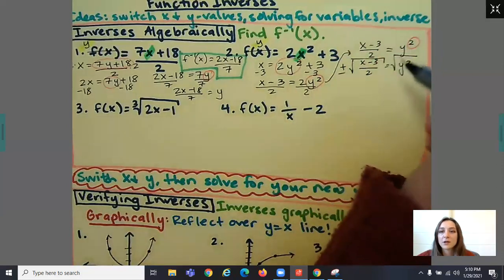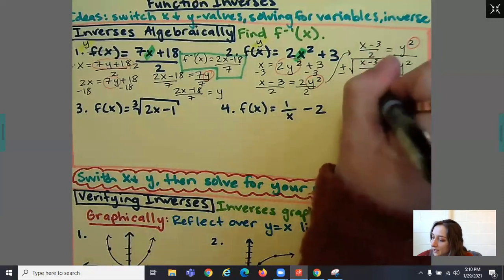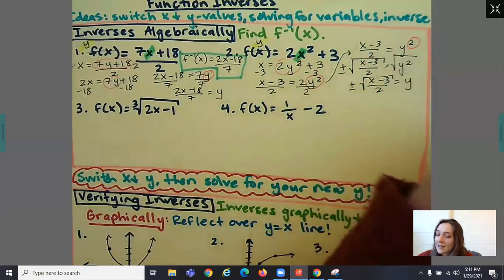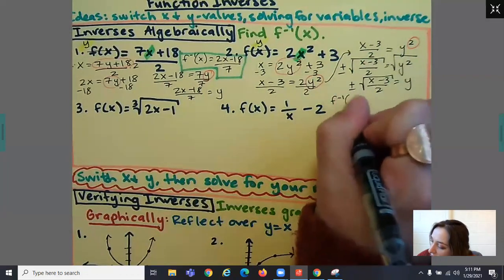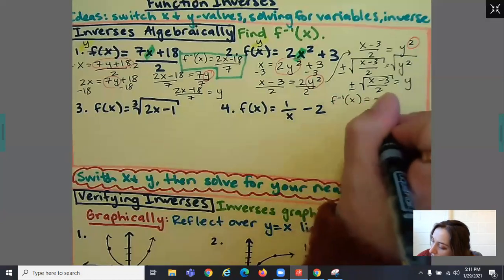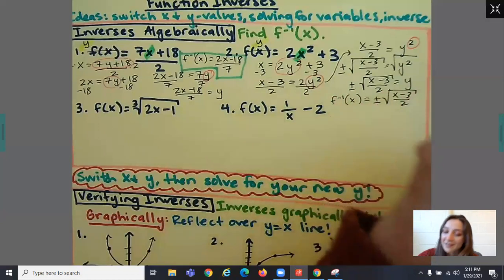Okay, the square root and the y squared are going to cancel each other out. So we're going to get plus or minus the square root of (x minus 3)/2 equals y. And let's just write it in our fancy way. f inverse of x equals plus or minus the square root of (x minus 3)/2. And that's it.